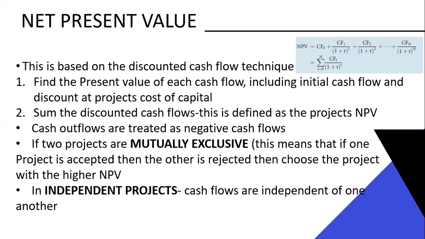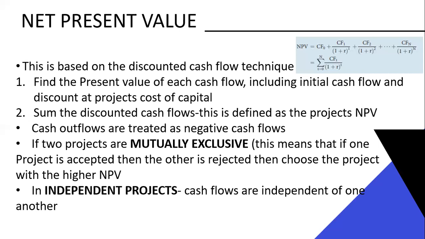If you want to use this NPV method, the first thing you need to do is find the present value of each cash flow, including the initial cash flow, and you always discount the projects at the cost of capital, which is this R that I just mentioned in this formula. Then, once you discount each of those cash flows, you add them all up. The sum of the discounted cash flows is your NPV, or net present value. Again, the formula is given for your reference. Cash outflows are treated as negative cash flows.